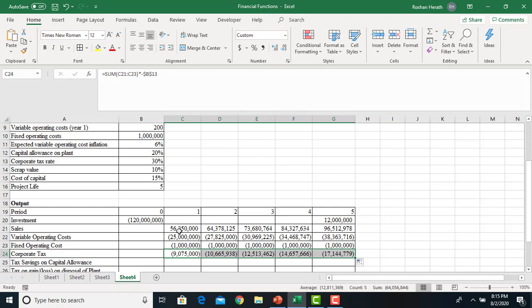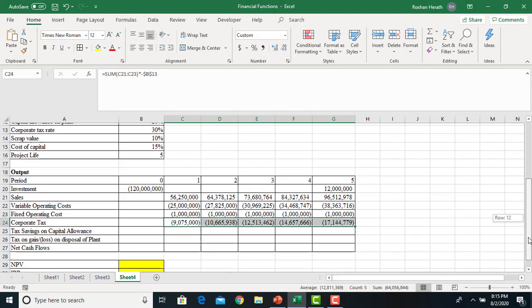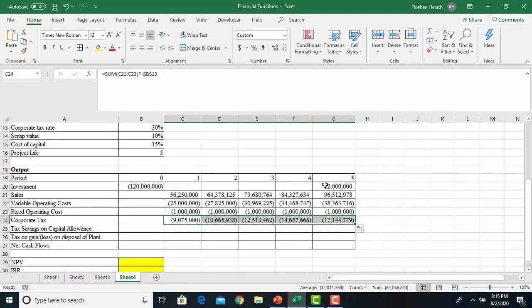This is it. You have considered the cash sales, variable operating cost and fixed operating cost, and thereby you compute. Right? You haven't considered this investment. The investment disposal you haven't considered yet. Only the sales, variable operating cost and fixed operating cost have been considered.